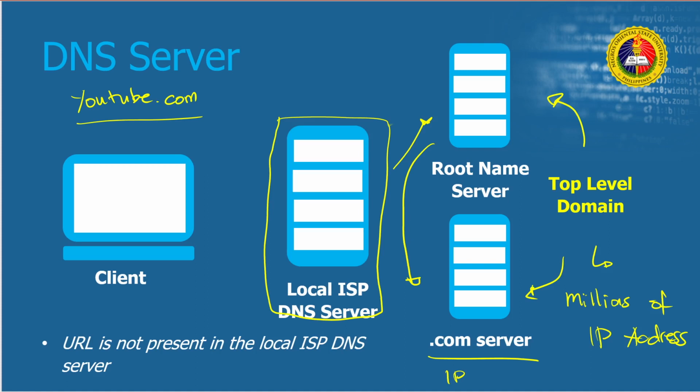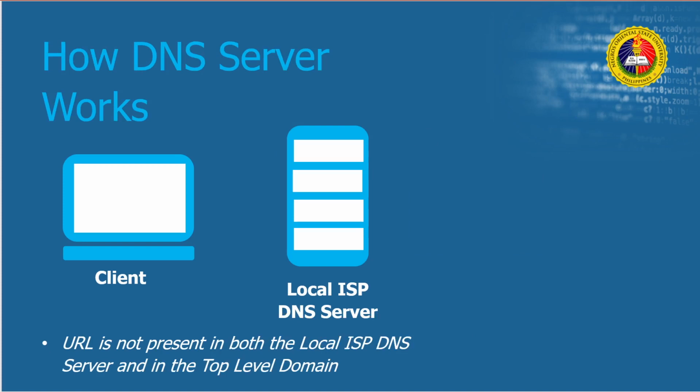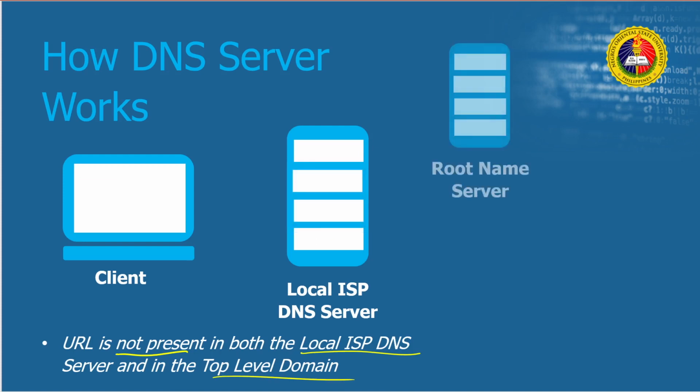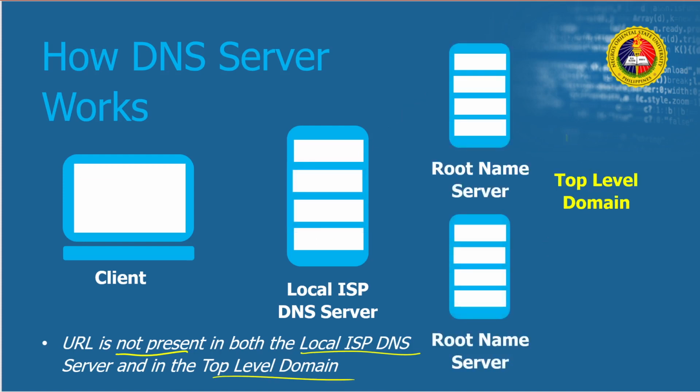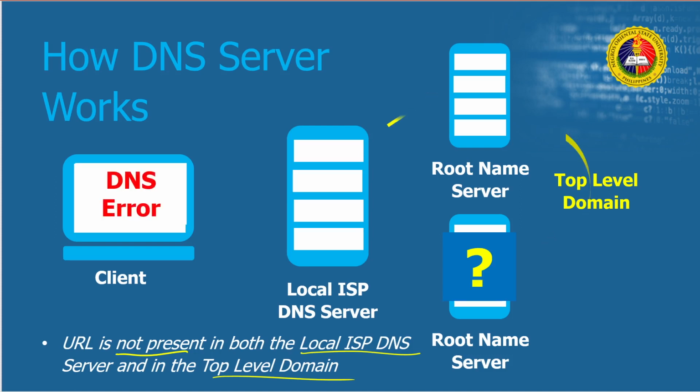However, if we first check the local ISP and the IP address is not there, and it is not in the top level domain, what's gonna happen? If the URL is not present in both the local ISP DNS server and the top level domain, what's gonna happen? For example, it is not in the local ISP and not in the top level domain. What's gonna happen is you'll get an error message saying DNS error.